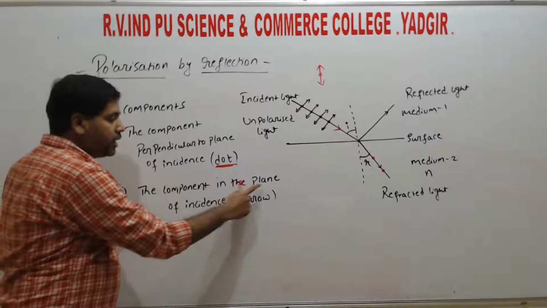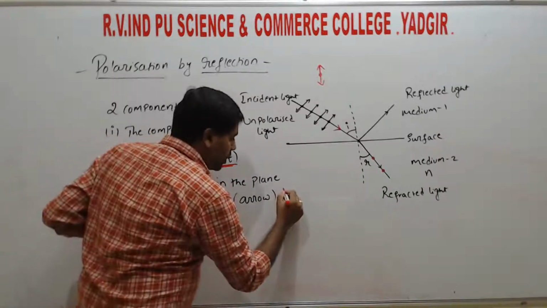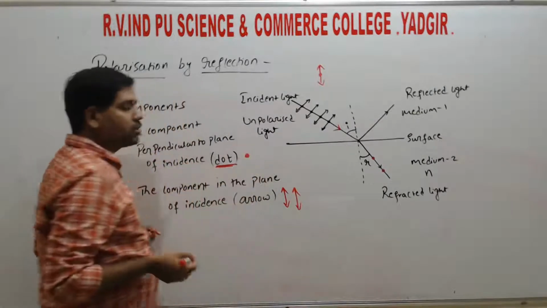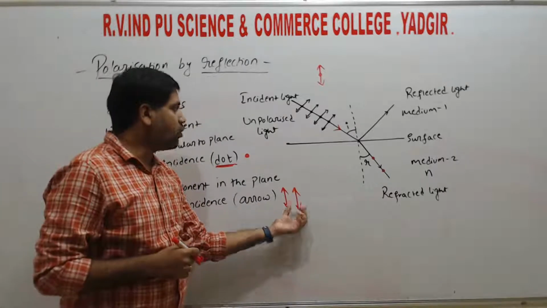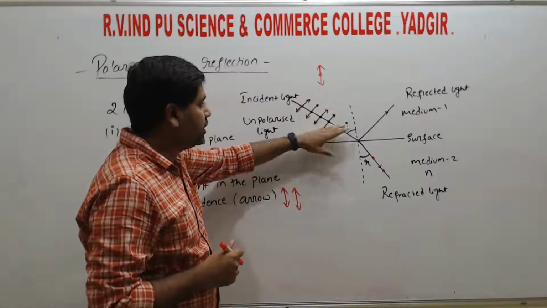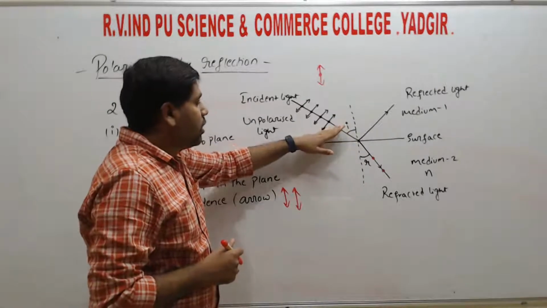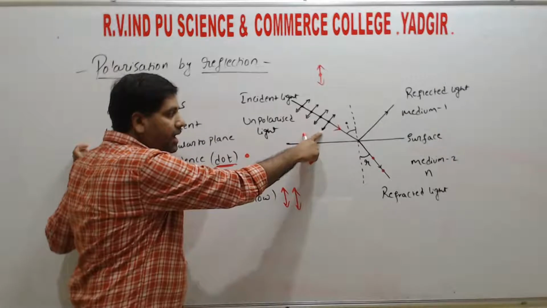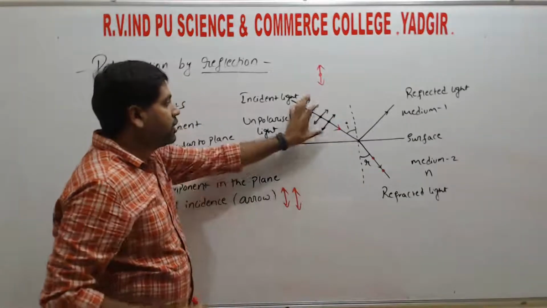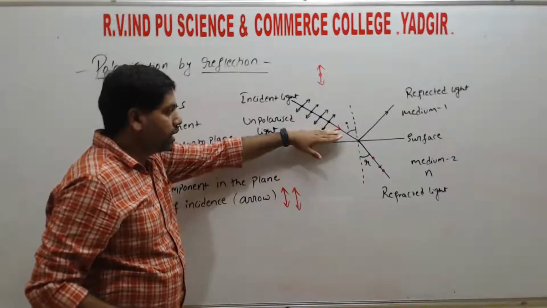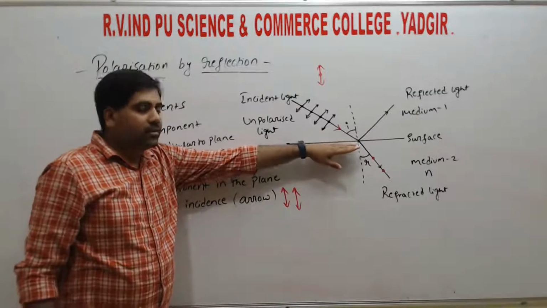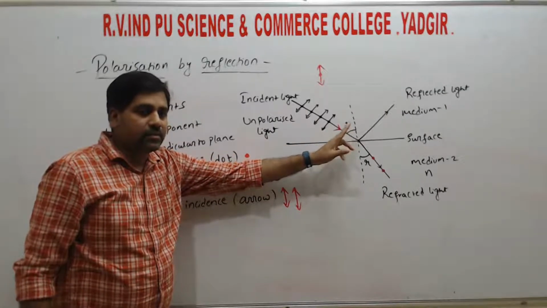Similarly, the component in the plane of incidence, that is the arrow marks. So these are the arrow marks which are present in the unpolarized light. These are in the plane of incidence, right? These make different angles with the surface for different angles of incidence, right? So these vibrating lights, or electric vectors, make different angles with the surface for different angles of incidence. Are you understanding?